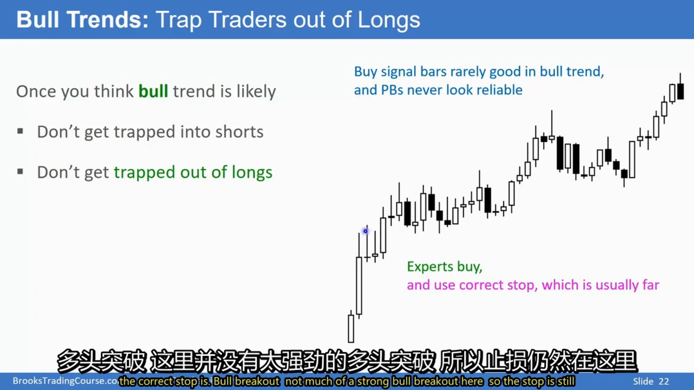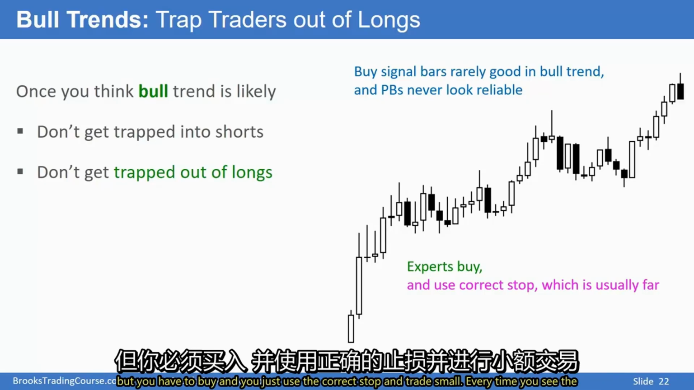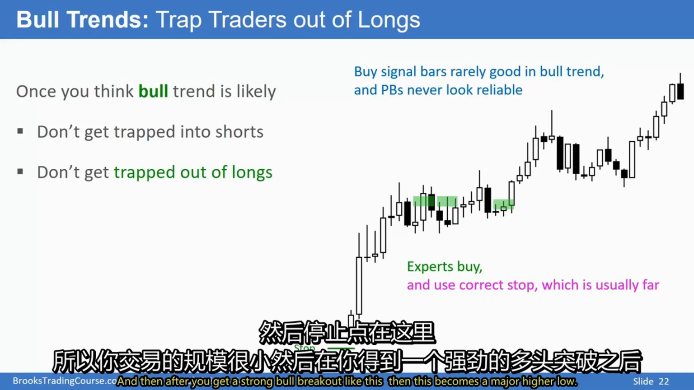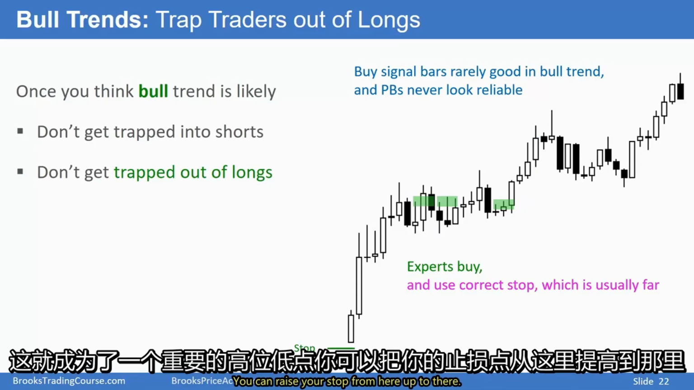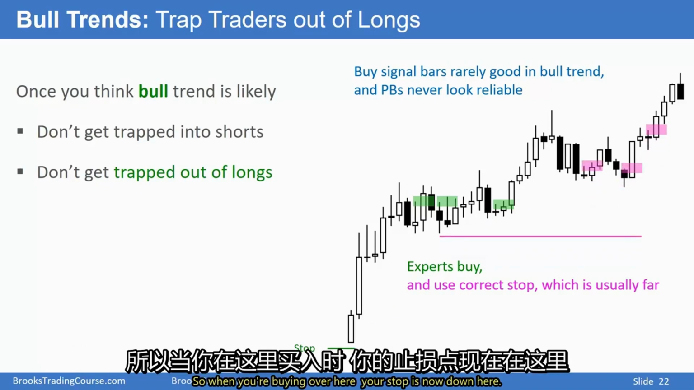So experts buy and they just decide where the correct stop is. Bull breakout, not much of a strong bull breakout here, so the stop is still down here. So you got to buy. You got to allow for the possibility of a deep pullback, but you have to buy, and you just use the correct stop and trade small. Every time you see the market trying to resume back up, you buy, and the stop is way down here, so you trade small. And then after you get a strong bull breakout like this, then this becomes a major higher low. You can raise your stop from here up to there. So when you're buying over here, your stop is now down here.